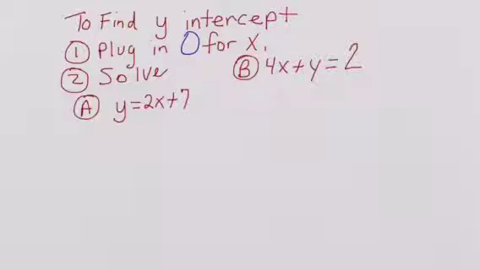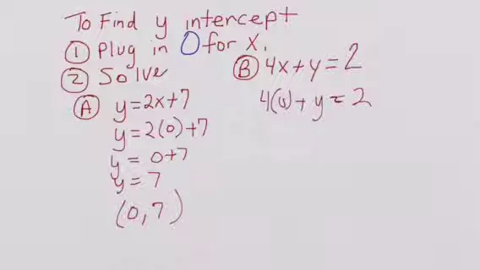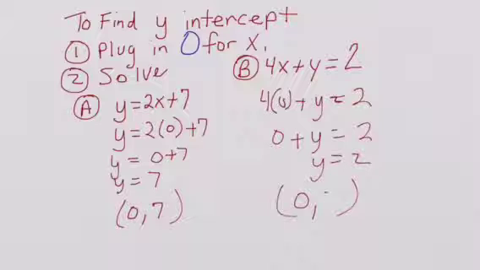Now we need to find our y-intercept. So when we're looking for our y-intercept, x is 0. So we're going to do y is equal to 2 times 0 plus 7. Y is equal to 0 plus 7. Y is equal to 7. So our ordered pair is going to be 0, 7. 4 times 0 plus y is equal to 2. We're going to have 0 plus y is equal to 2. Y is equal to 2, so our ordered pair is going to be 0, 2.